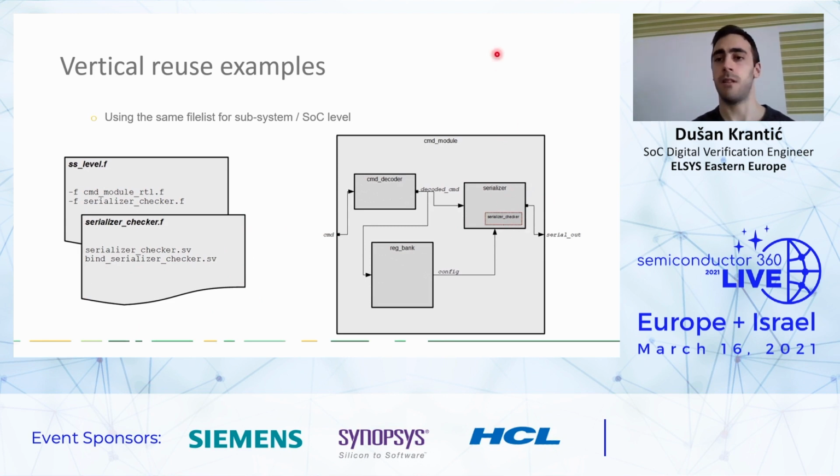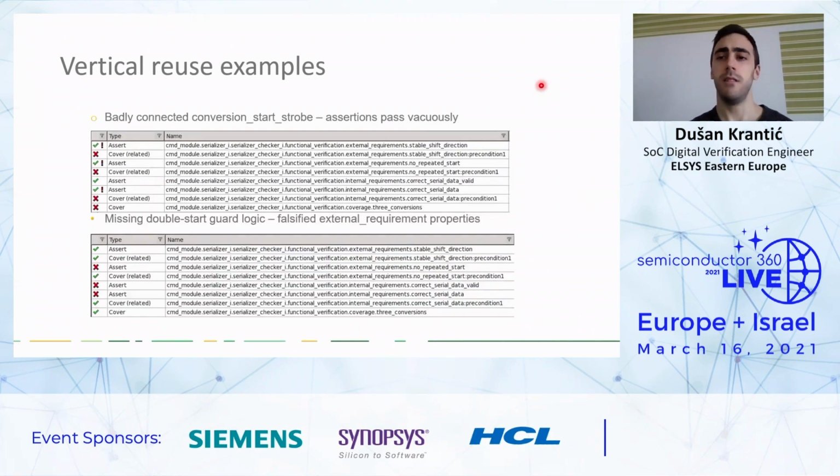Just include the file list you already have, and you'll have a very similar structure to the one on block level, meaning that the top level entity is the design itself, and you have your checker bound somewhere inside. That's all you have to do. And you can see the results and benefits of this very quickly and easily.